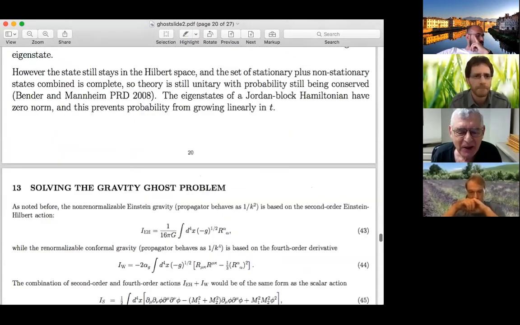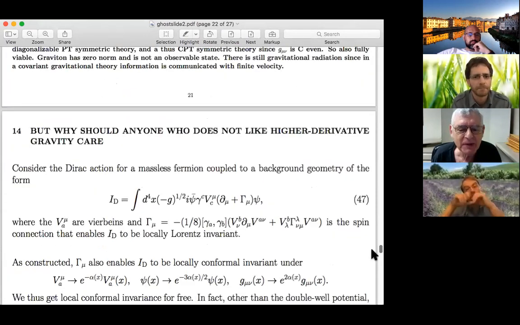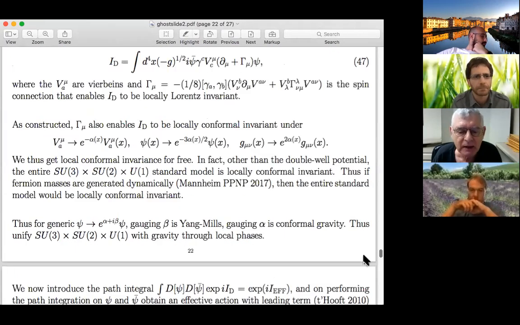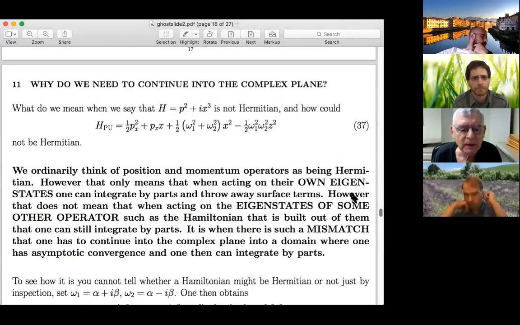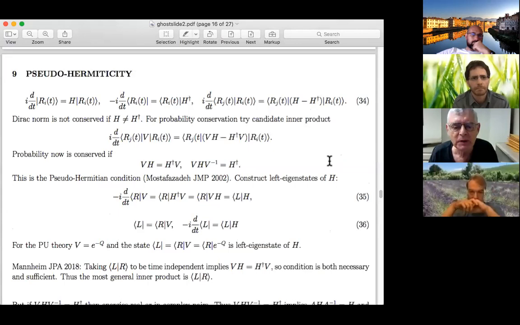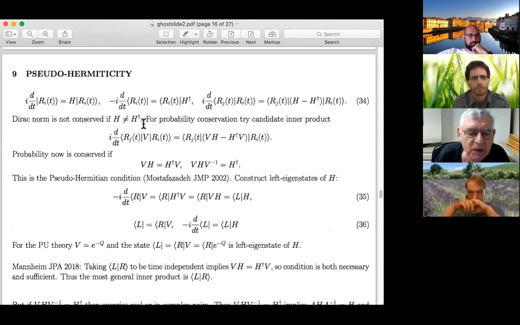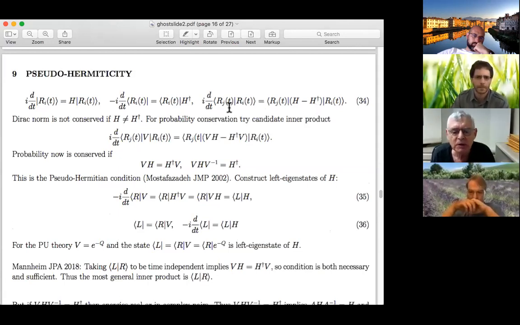I was going to make a comment on Marco's talk because it actually is very much related. There's an entirely different way of formulating this theory, which is called pseudo-hermiticity. And it's related to pseudo-unitarity, which you were just using for the inflationary model. You take a right eigenstate of the Hamiltonian, take the conjugate, and allow H not to be Hermitian. i d/dt of the norm is the matrix element of H minus H dagger. If H is not equal to H dagger, this norm is not conserved. So if the Hamiltonian is not Hermitian, you can't use the Dirac norm.